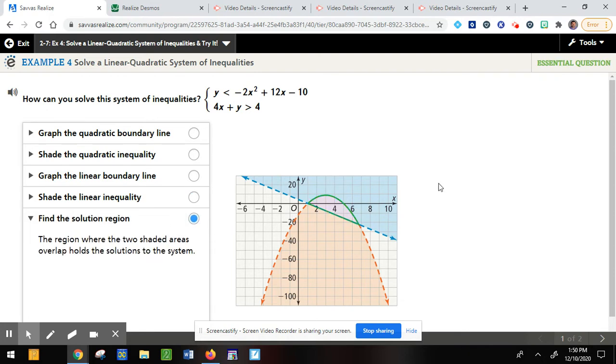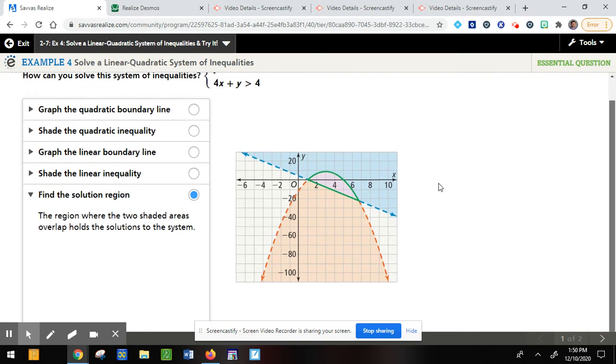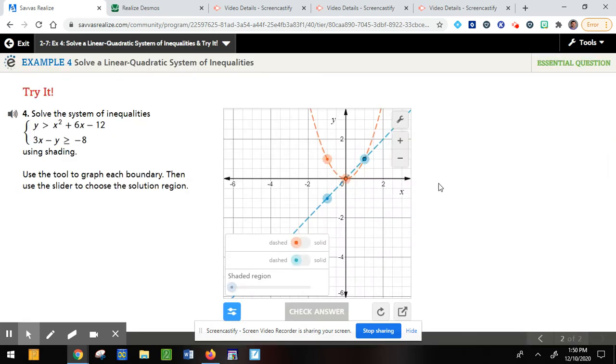And the solution region is the part that's shaded by both. So the part that's surrounded by green, covered by the pink there. All right, that's it. So we're just going to graph. So let's take a look at the one we have to do here. So again, pause, and I'll come back. We'll compare. But yeah, you're just going to use this to do the graphing.